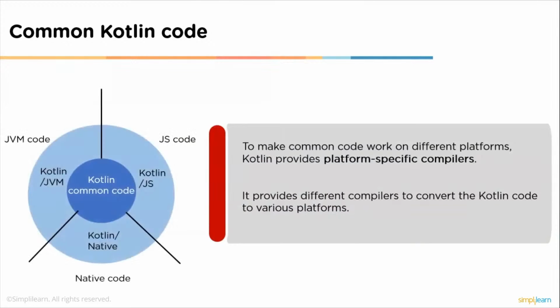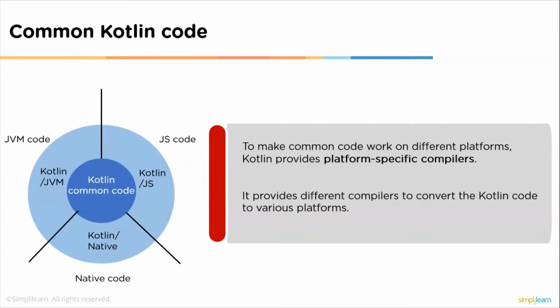To make common Kotlin code run, Kotlin provides platform-specific compilers. To convert the code according to different platforms, it provides different compilers. These platform-specific versions include Kotlin/JVM, Kotlin/JavaScript, and Kotlin/native. These versions contain the platform-specific tools and libraries and also the extension to Kotlin language.